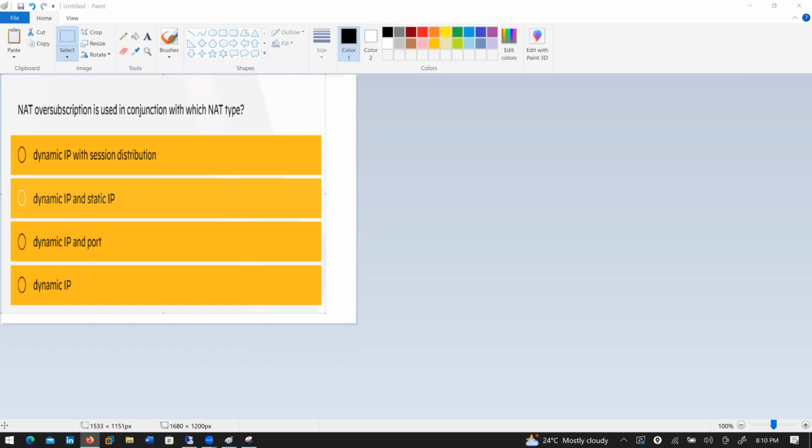Why are you confused? Tell me what it is saying with NAT oversubscription. Listen to me. When we are saying NAT oversubscription, which NAT is it? First, try to understand which NAT it is. NAT oversubscription is which NAT? Dynamic NAT. Okay. And dynamic in conjunction with which? No. NAT oversubscription is used in conjunction with which NAT type? It is a destination NAT type.